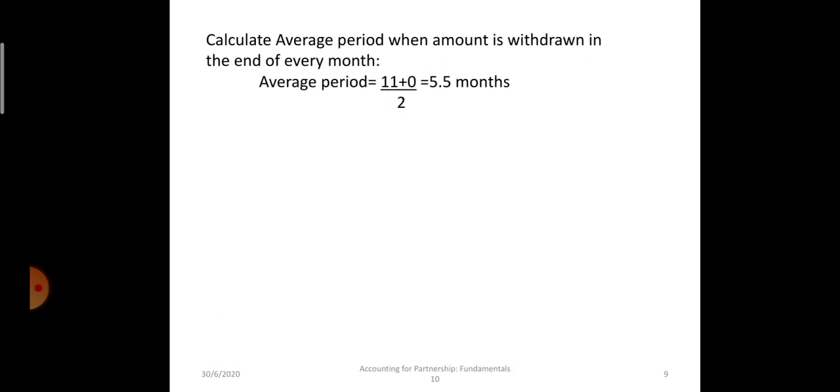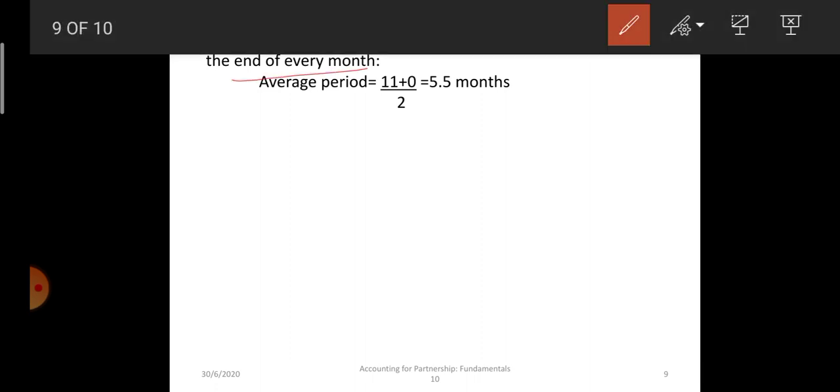Next, similar example, at the end of every month. In the question it is end of every month. So from 31st January to 31st December, it is 11 months. And the last drawing will be in the month of December, 31st December to 31st December, 0. So 11 plus 0, 11 divided by 2, it is 5.5 months.